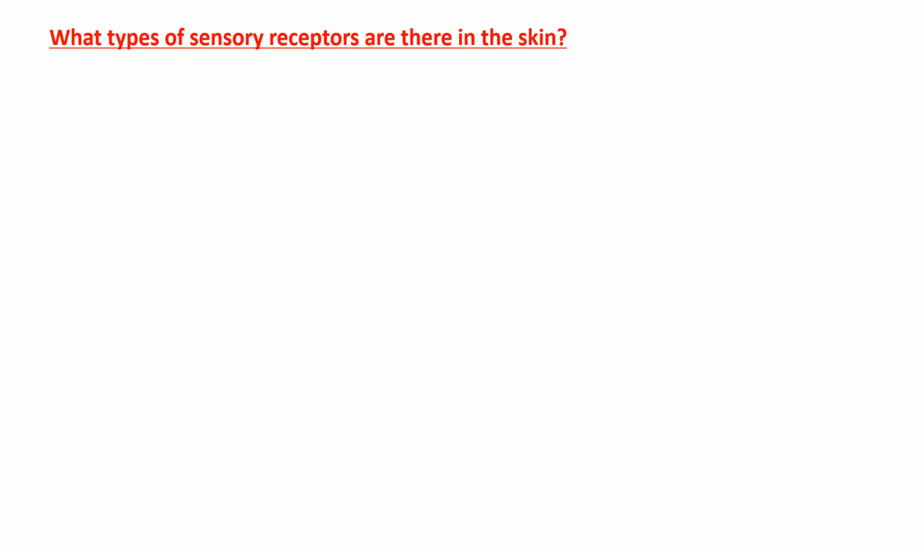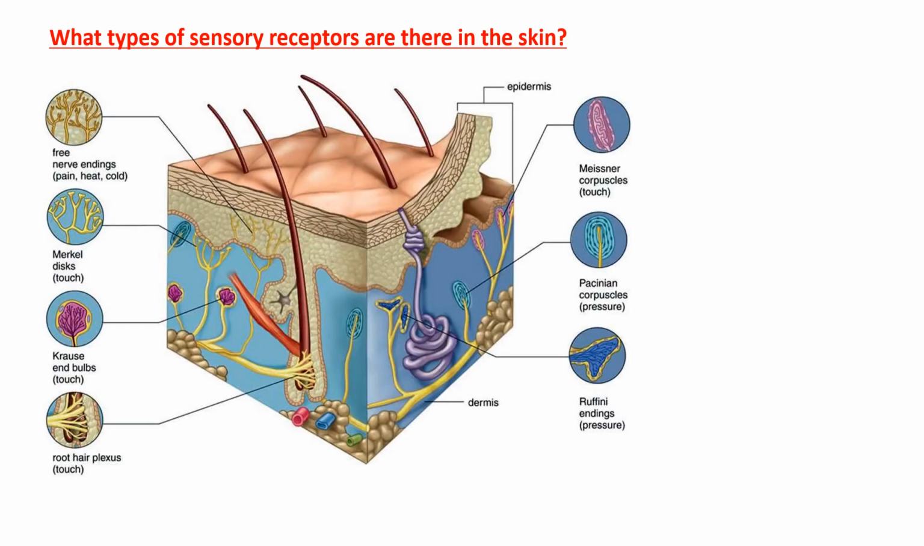All right, so we'll talk about some sensory receptors, and for this we will talk about the receptors in the skin. What types of sensory receptors are there in the skin? You have many different types of sensory receptors. You have the free nerve endings. These are the ones that are sensitive to pain, heat, cold.